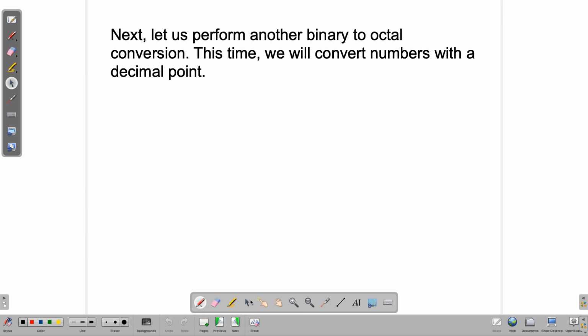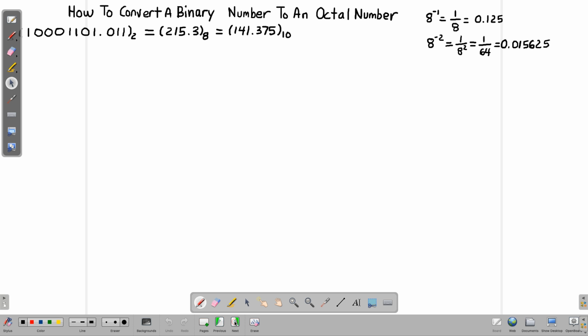Next, let us perform another binary to octal conversion. This time we will convert numbers with a decimal point. How to convert a binary number to an octal. So once again, this time we have the value 10001101.011, and that's represented in binary. And we want to show that this value is equal to 215.3 in octal.